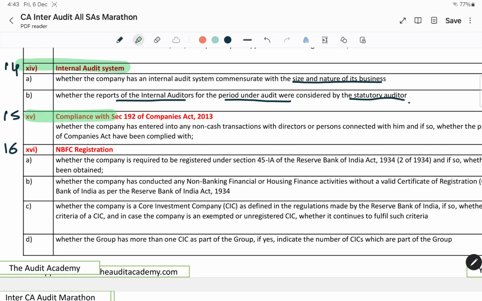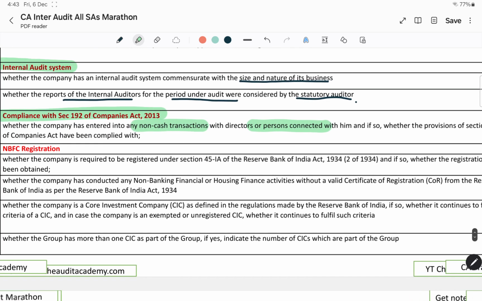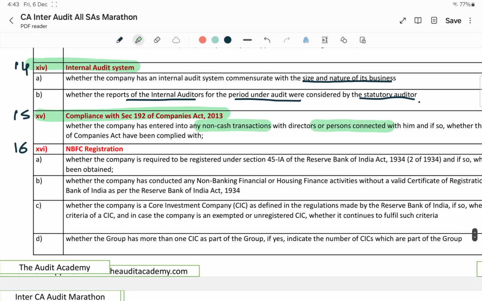The next is Clause 15 of the CARO, compliance with Section 192 of the Companies Act, which says whether the company has entered into any non-cash transaction with the director or person connected with him, and if so, whether the provisions of Section 192 of the Companies Act have been complied with.